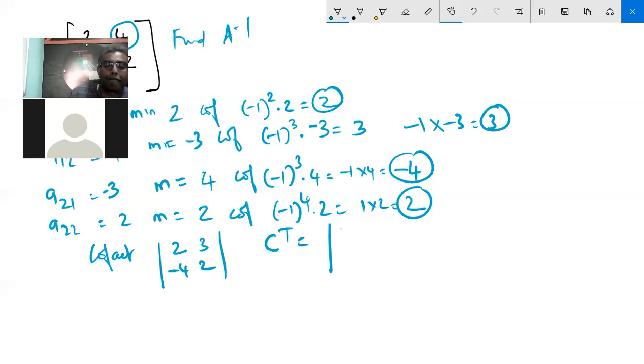Transpose 2, -4, and then 3, 2. Very good. This is the cofactor matrix, isn't it? Then transpose. This we got. Now this is the adjoint. Okay, isn't it? We got the adjoint.